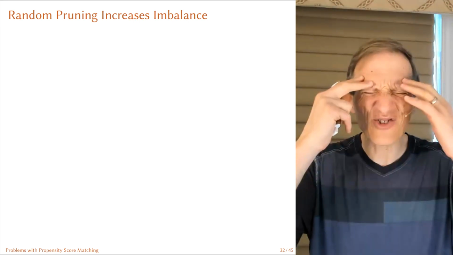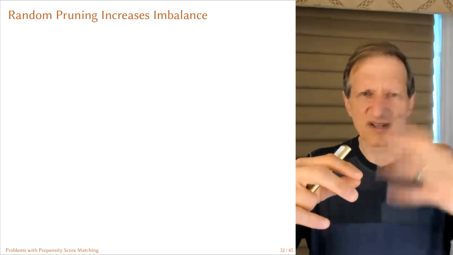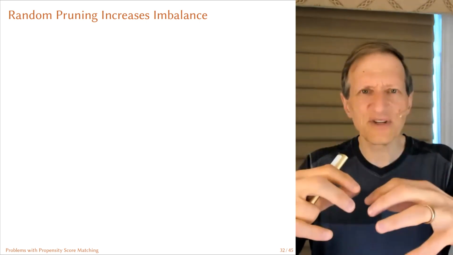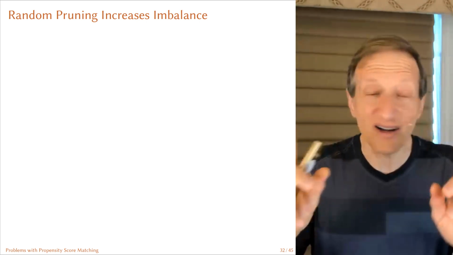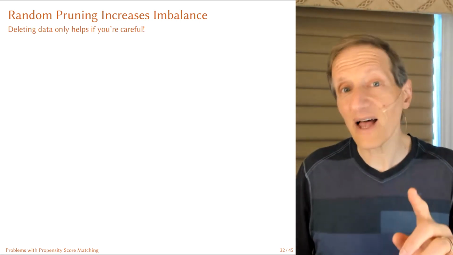Now that sounds crazy, right? So you have a treated group and a control group. If you randomly delete observations, they should still be the same distance apart, right? Wrong. That's not true. Okay. So deleting data only helps if you're really careful.